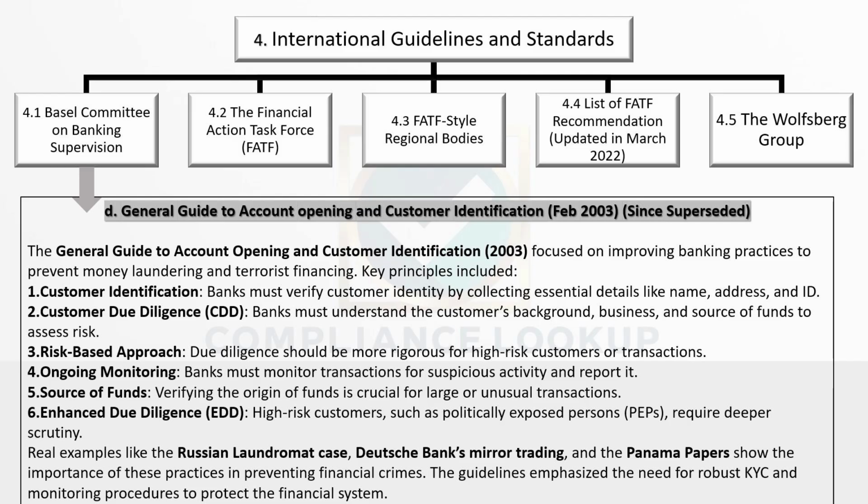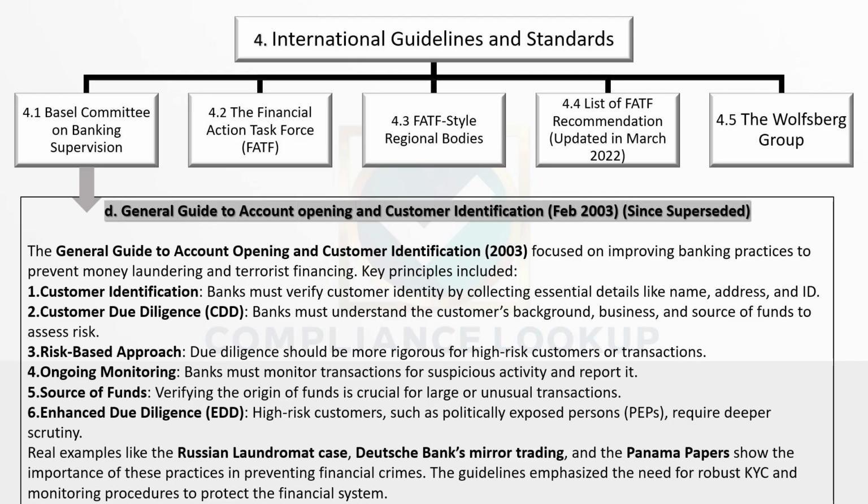Real-world example: the Russian Laundromat case. The Russian Laundromat case is an example of how KYC, CDD, and ongoing monitoring could prevent the use of the banking system for money laundering. In this case, $20 billion was transferred out of Russia through a network of shell companies and banks across Europe, primarily through Latvia and Estonia. The banks involved failed to conduct thorough customer identification and due diligence, allowing criminals to launder the money. In response, the Basel Committee's 2003 guidelines called for stronger practices in customer identification, enhanced due diligence, and ongoing transaction monitoring to prevent such abuses.